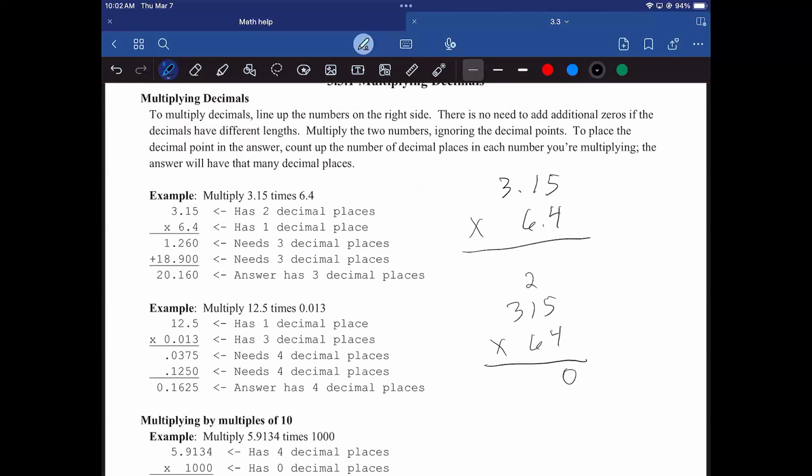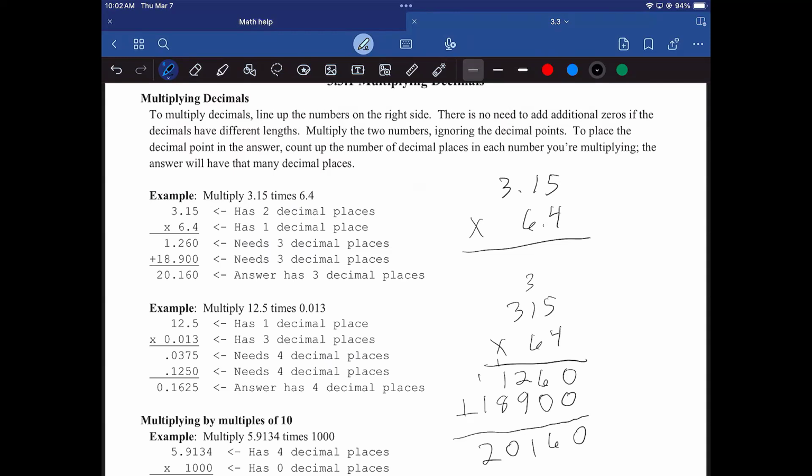So we say, okay, 4 times 5 is 20. 4 times 1 is 4 plus 2 is 6. 4 times 3 is 12. I'm going to put a 0 here to be a placeholder because I'm doing tens. 6 times 5 is 30, so that becomes a 3. 6 times 1 is 6, plus 3 is 9. And 6 times 3 is 18. Now I do the plus. So 20160.